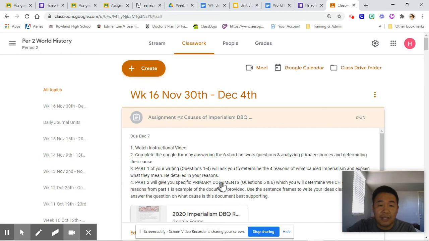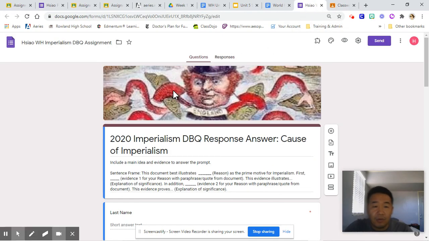So in part 1, you're going to be looking at 4 reasons of what caused imperialism, and we're going to be defining and giving examples of each of these 4 reasons. Then we're going to take those 4 reasons and use them to help us answer questions 5 and 6, meaning they're going to provide our evidence in how we explain the document we are given. So let's take a look at that. Here's the Google form.